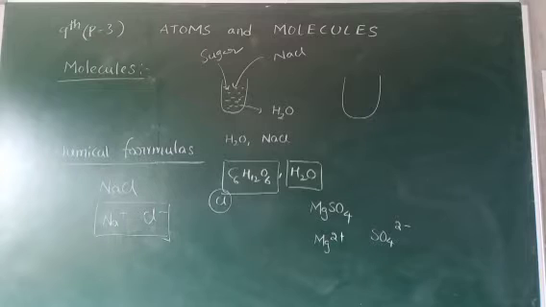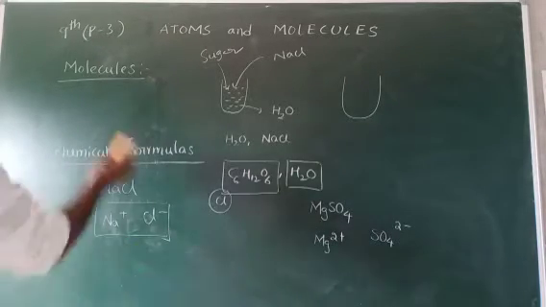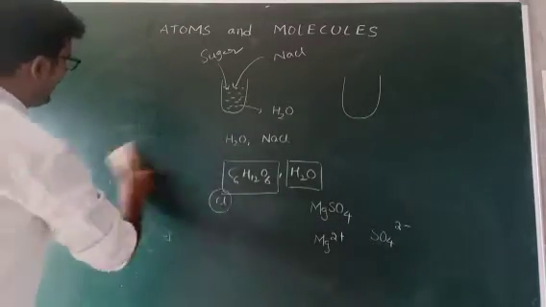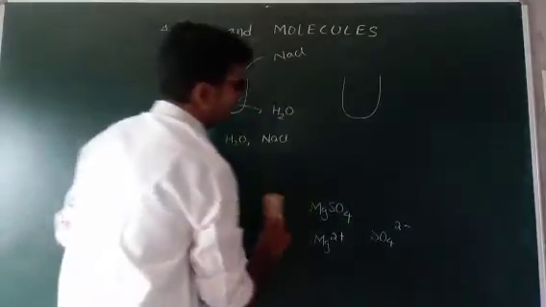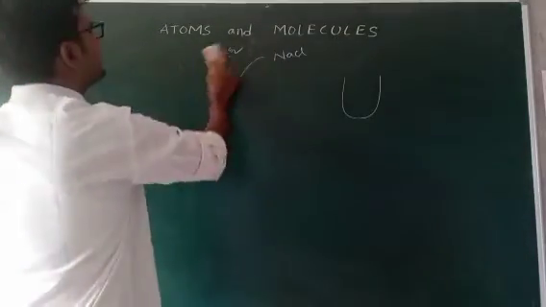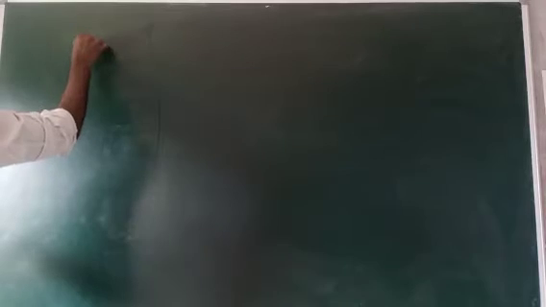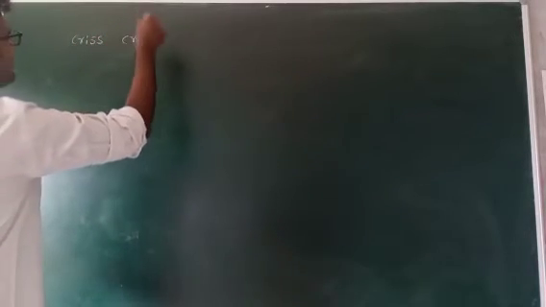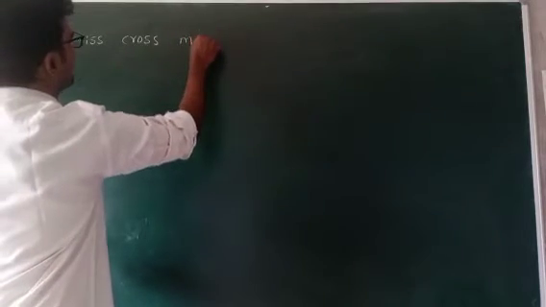Next one. For example, only radicals are given to you. Then how can you write the chemical formula? This is simply called the crisscross method.